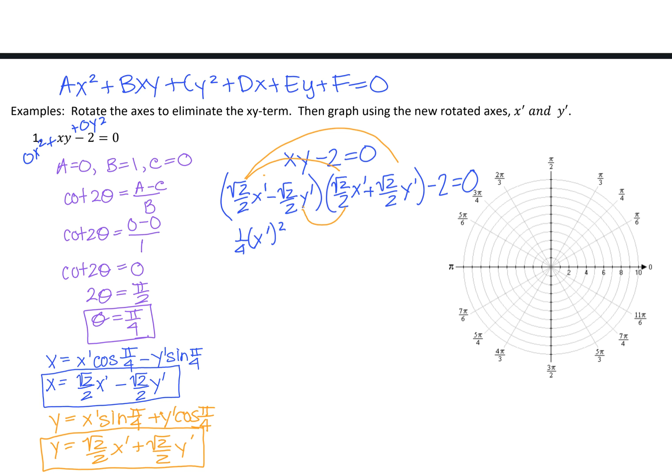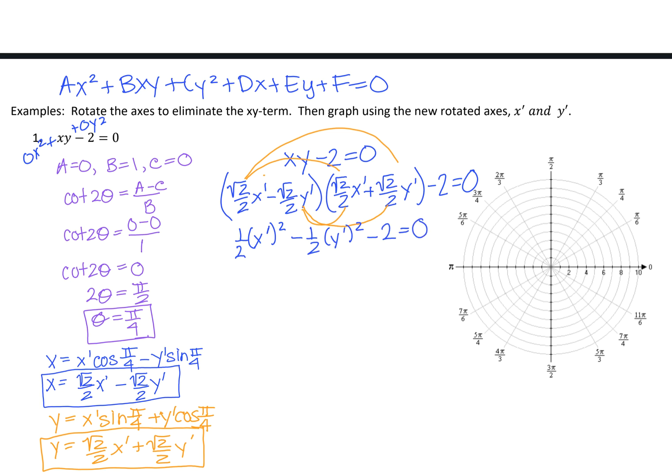And then I have to do negative square root of 2 over 2 y prime times positive square root of 2 over 2 y prime. So I'm going to get minus, and then I have 1, whoops, I wrote this as 1/4. That should have been 1/2 because I had 2 over 4. So when I reduced it, 1/2. Minus 1/2 y prime quantity squared. And then minus 2 is equal to 0.